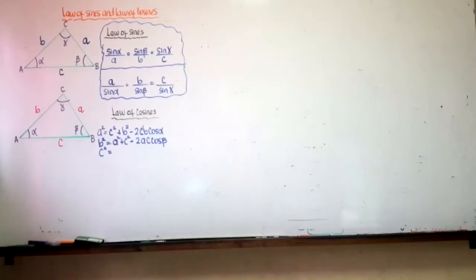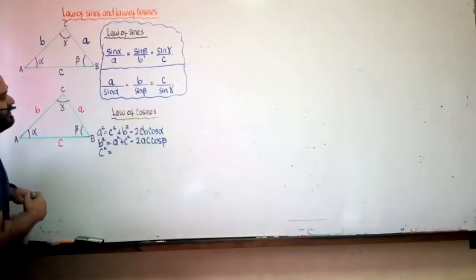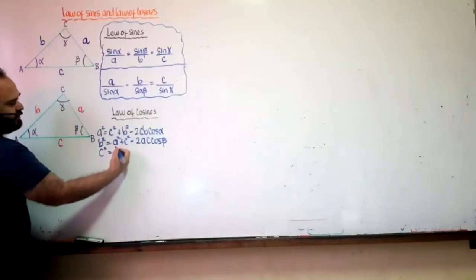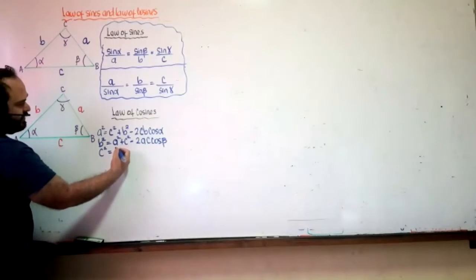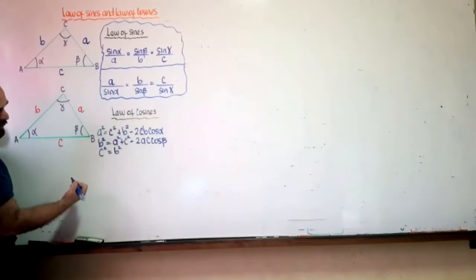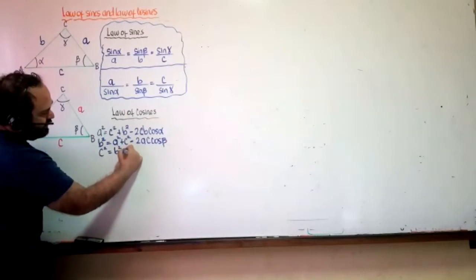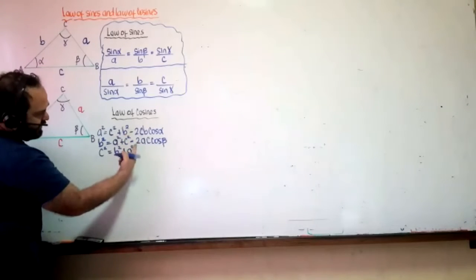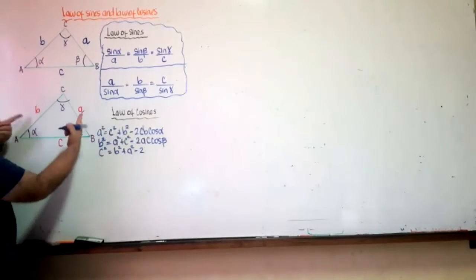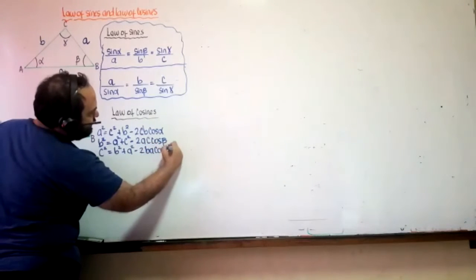You'd be using the legs B and A. What will be the equation? Just follow the pattern. B squared. Okay, B squared, plus A squared, minus 2 BA cosine gamma.